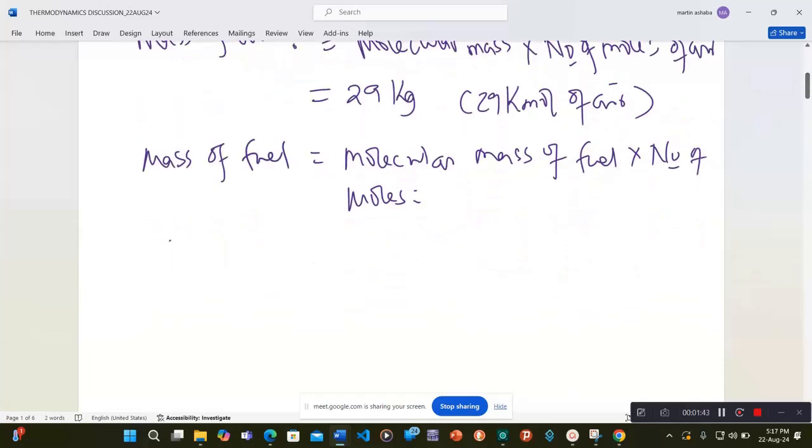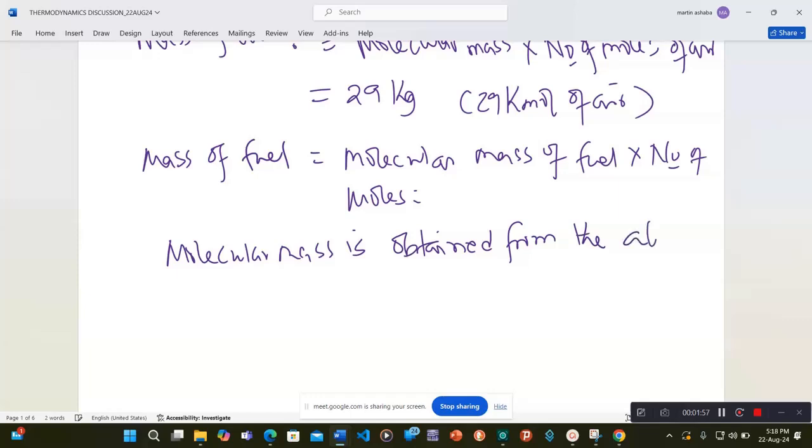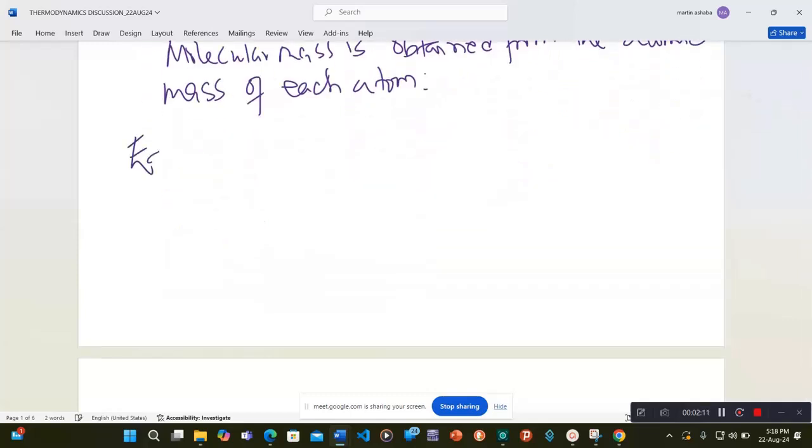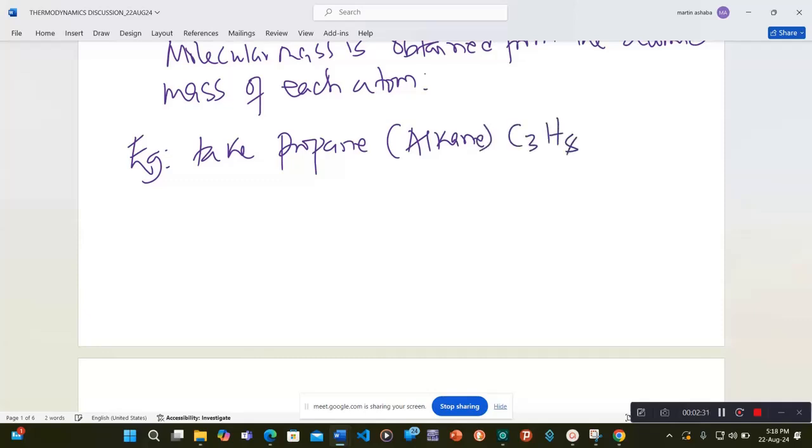So where do we get the molecular mass? Molecular mass is obtained from the atomic mass of each atom. So take an example, e.g., we are going to take an example of propane. Propane, which we said is an alkane with the formula C3H8, as a fuel.